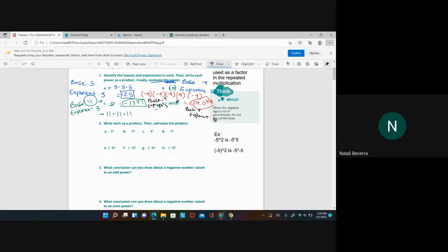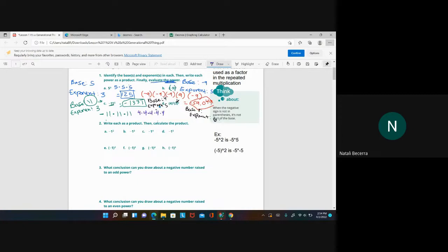I'm going to have 5 of the 4s. So this is what that looks like: 4 times 4 times 4 times 4 times 4. 1, 2, 3, 4, 5. I have it 5 times, right? Because my exponent was 5.